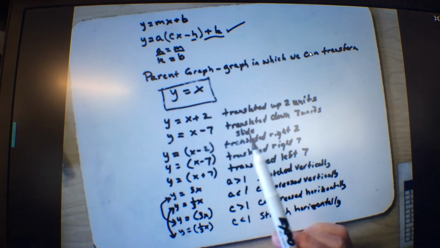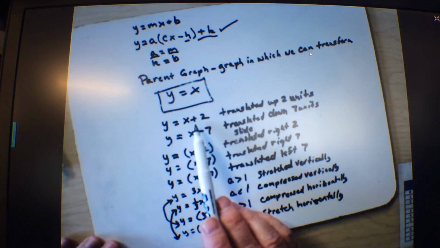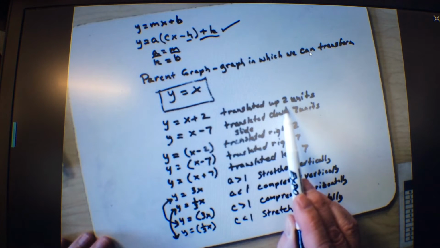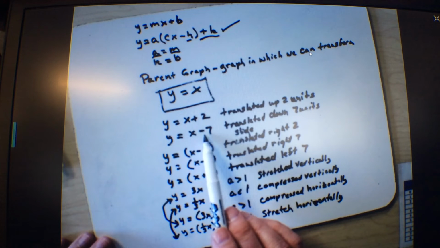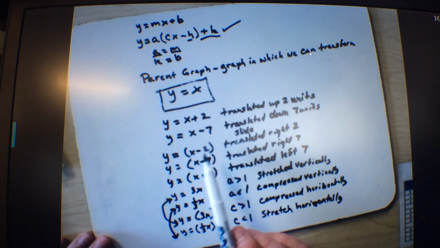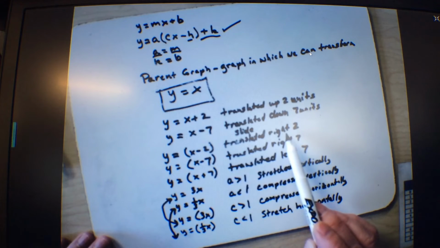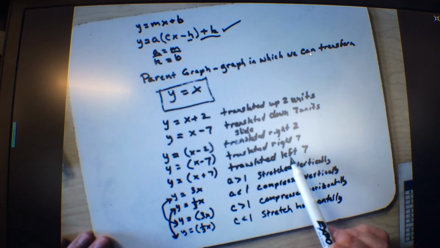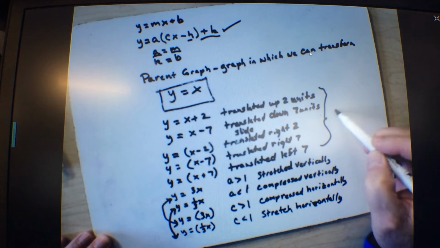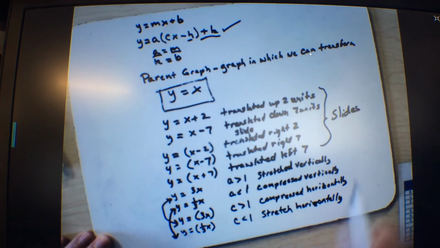So let me go through this again. If we have a number on the outside and we're adding it, we're moving it up. Okay? If we have a number on the outside of the parentheses and it's negative, we're moving it down, right? If we have it inside the parentheses, it's the opposite. If we subtract a number, it's translated right, and if we have a plus, it's translated left. Okay, so those are all translations. These are all slides. Do you understand that?